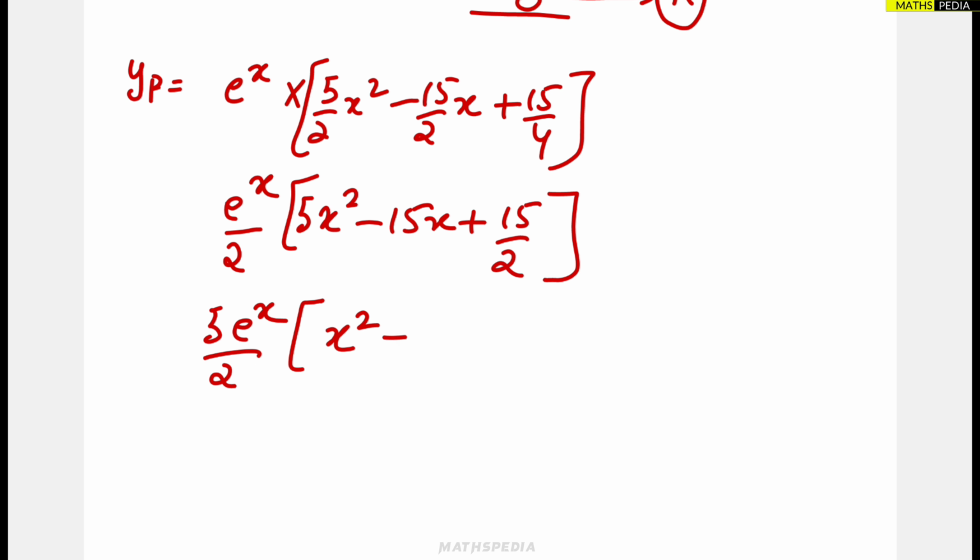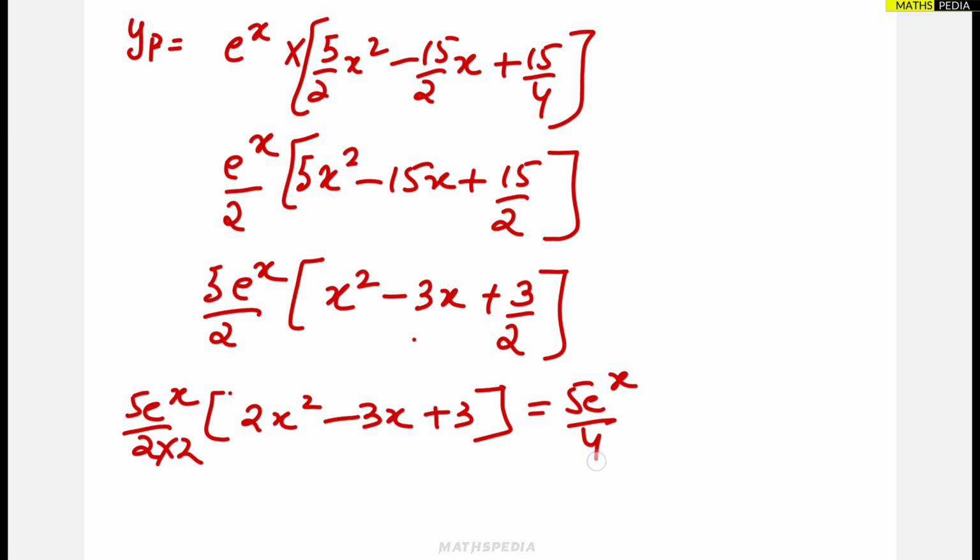Now if you want you can take the LCM inside. So 5 e power x by 2 into, if you take the LCM, it will be 2x square minus 3x plus 3. Now this 2 is sitting down, right? That you can multiply over here. 5 e power x divided by 4 into 2x square minus 3x plus 3. Now the thing is that there is no need to worry about the simplification. You can directly write this as yp. I've just done a simple simplification here. If you don't do it also it is fine. Your answer will be right. Now this is only yp, right?